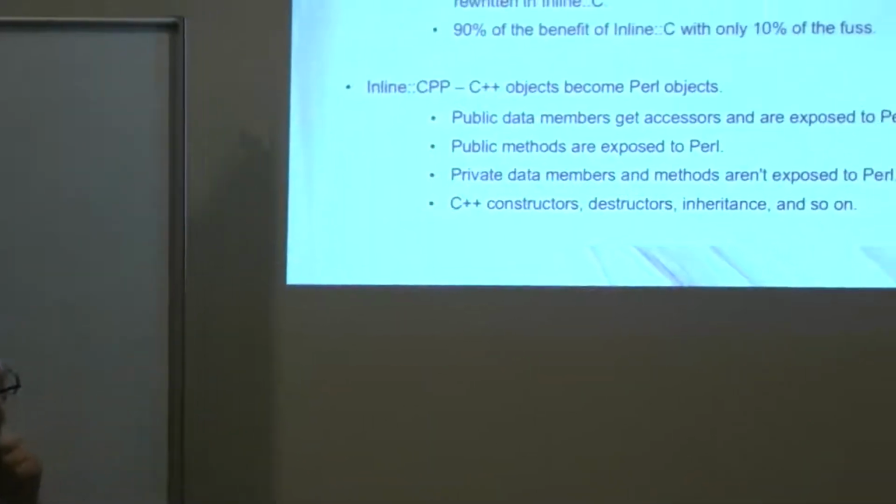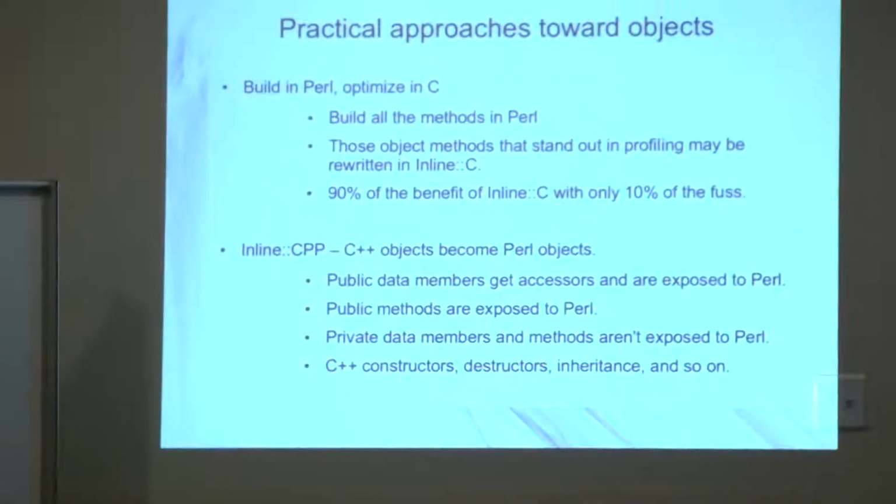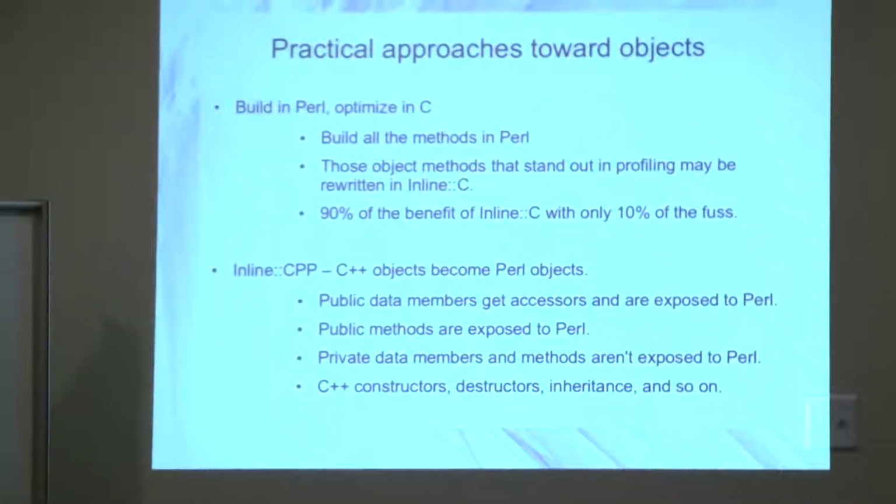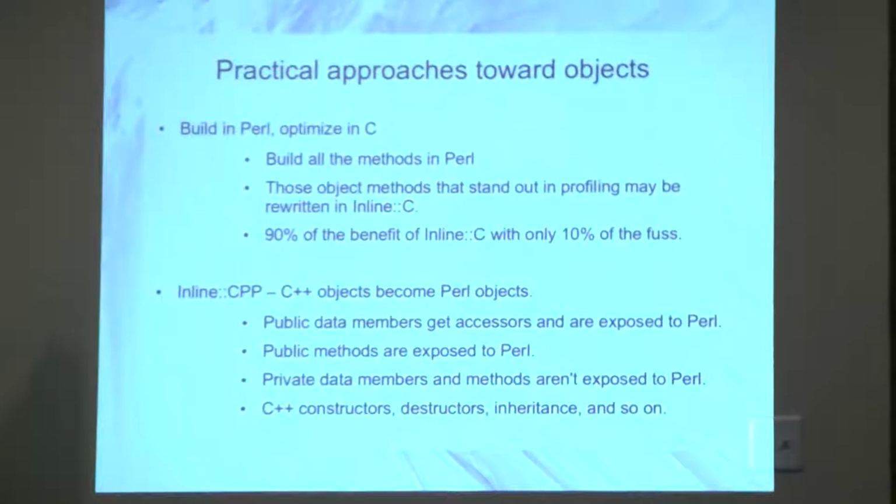So, in Inline C++, C++ objects become Perl objects, and if they have private data, that private data stays private. It's opaque to Perl.